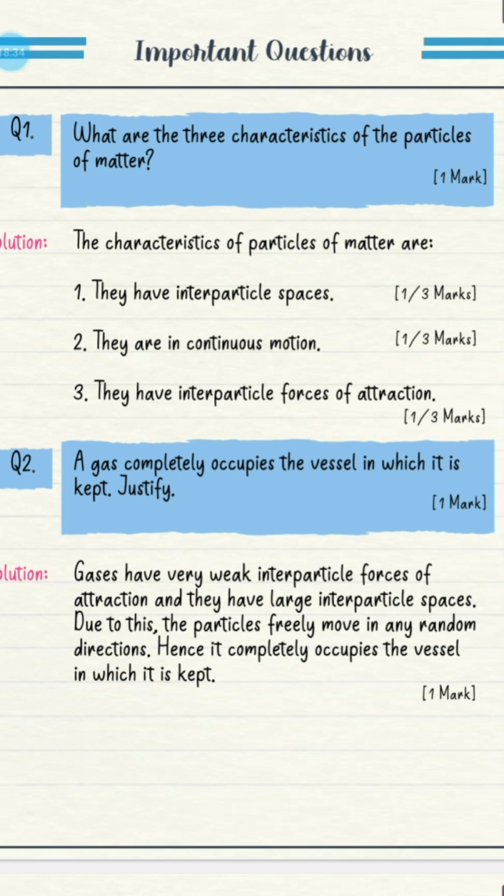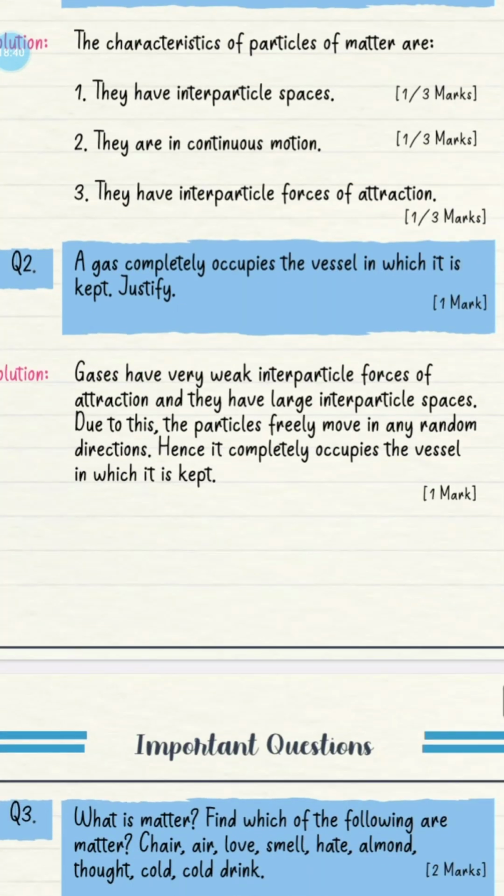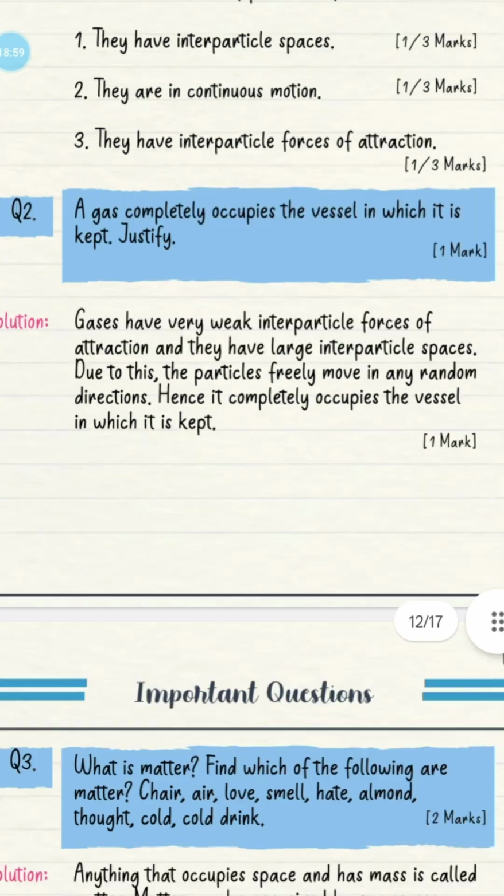So, what are three characteristics of particles of matter? They have interparticle space, they are in continuous motion, and they have interparticle force of attraction. Second, a gas completely occupies the vessel in which it is kept. Justify this statement. See, gases have very weak interparticle forces of attraction. They have very large interparticle space. Due to this, the particles freely move in any random direction. Hence, it completely occupies the vessel in which it is kept.